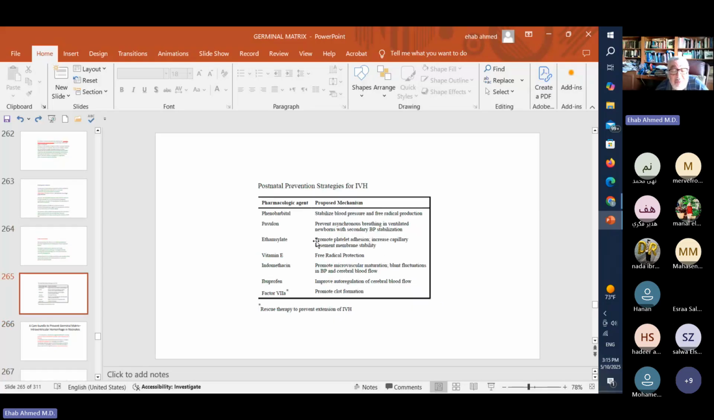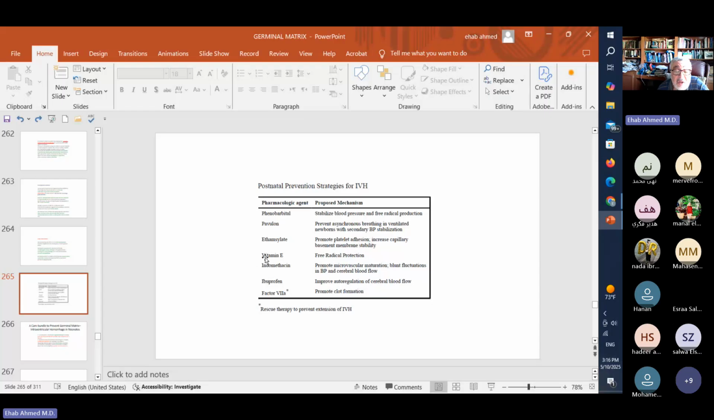And these are postnatal prevention strategies: stabilize blood pressure, reduce free radical production, prevent asynchrony in breathing. We talked about that. Prompt platelet adhesion, increase capillary stability. Yes, keep an eye on the platelets. Free radical protection.